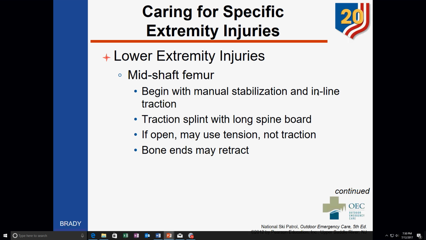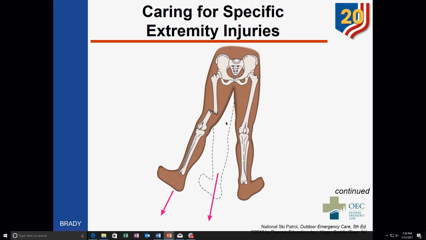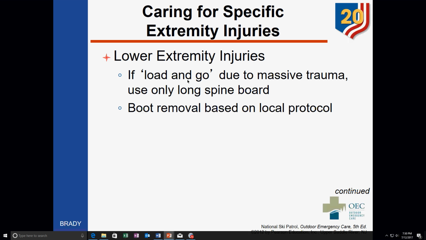We'll talk about femur fractures, traction splints. Those can be pretty painful to patients. That's the best way I can put it. Again, load and go on the hill. If it's massive trauma, just get them on a backboard and bring them on down best you can. Boot removal based on local protocols.